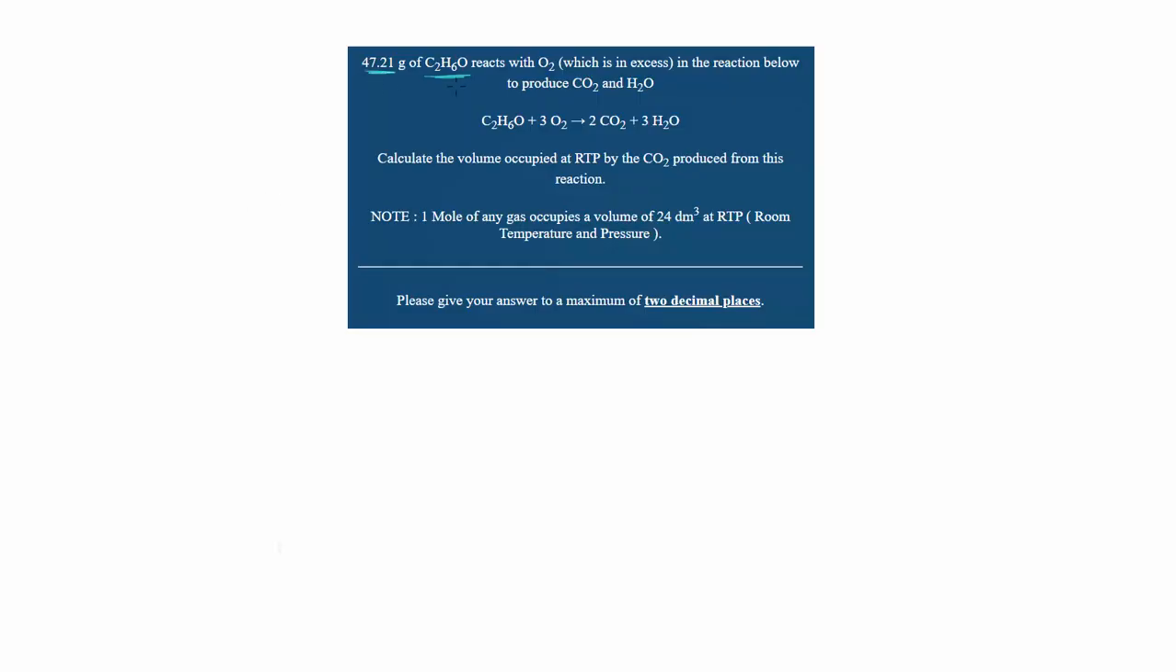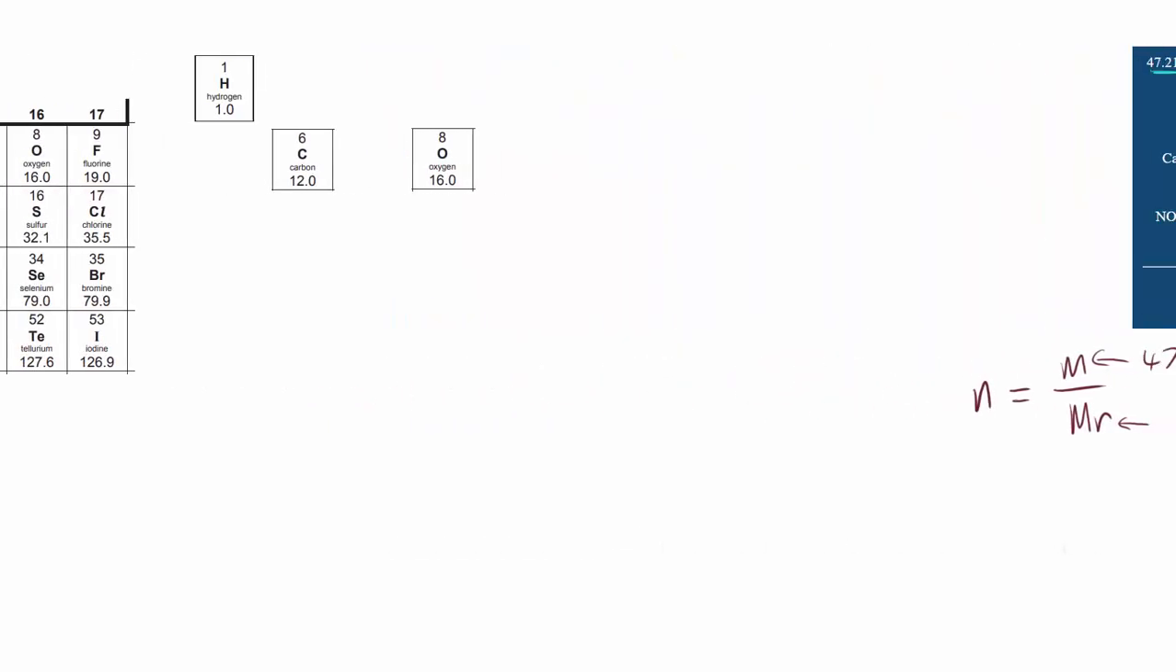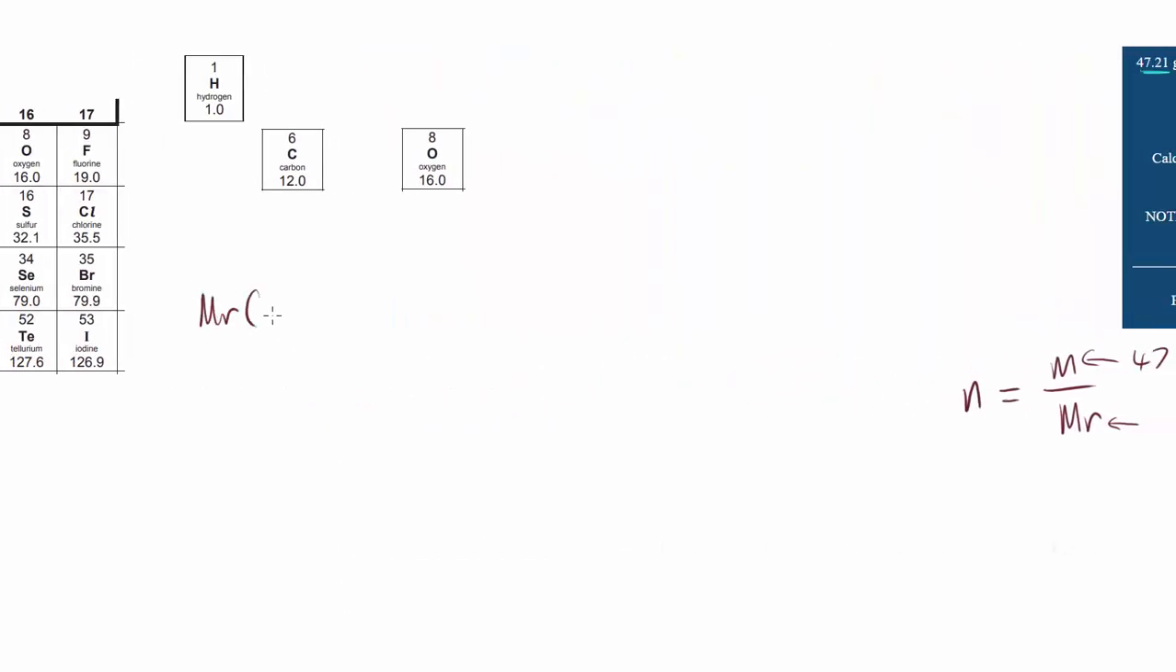Based on that, I'm going to want to work out the amount of substance of the C₂H₆O first. I have the mass and I have the formula, so I'll be using the idea that the number of moles n is equal to the mass divided by the molar mass Mr. We have the mass from the question, which is 47.21, but the Mr we're going to need to use the periodic table to work out. So this is for C₂H₆O, right? It's going to be equal to what?